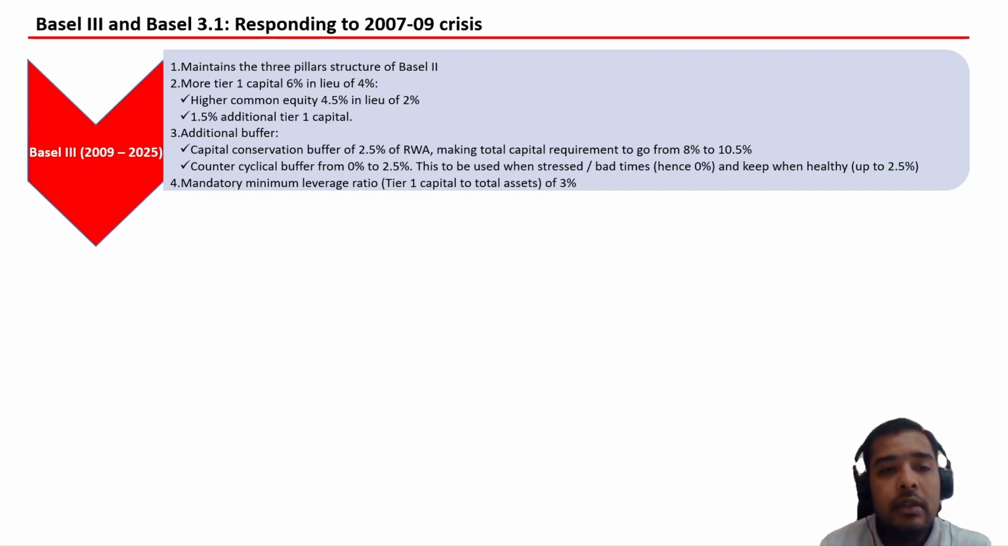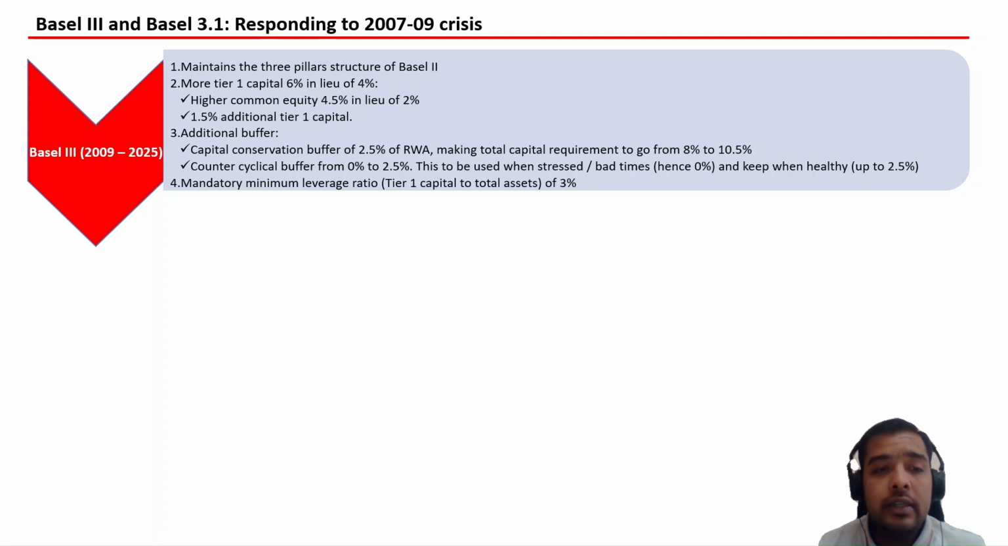In addition to this, the guidelines also suggested additional buffers: the capital conservation buffer and the countercyclical buffer. The capital conservation buffer is 2.5% of RWA, which makes the total minimum capital requirement 10.5% from the earlier 8%. Other than this, a countercyclical buffer was introduced based on the bank's impact on the global and domestic market. This countercyclical buffer can be used in bad or stressed times, and it should be built up when times are healthy.